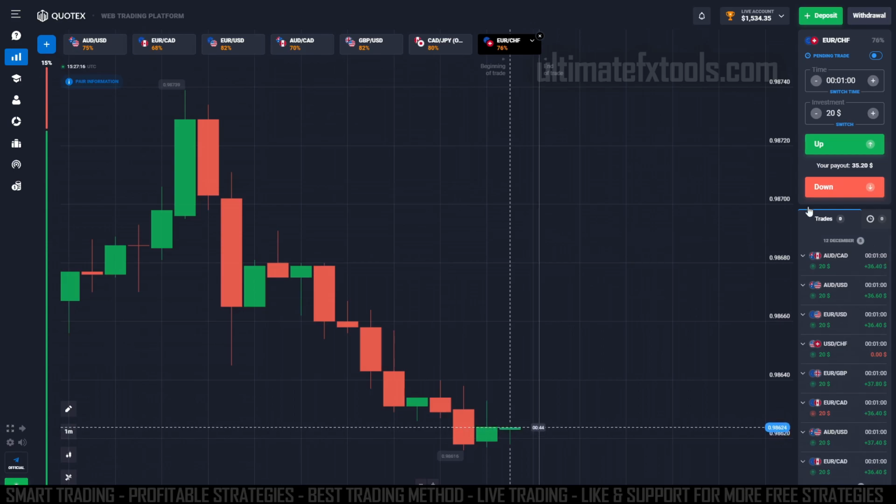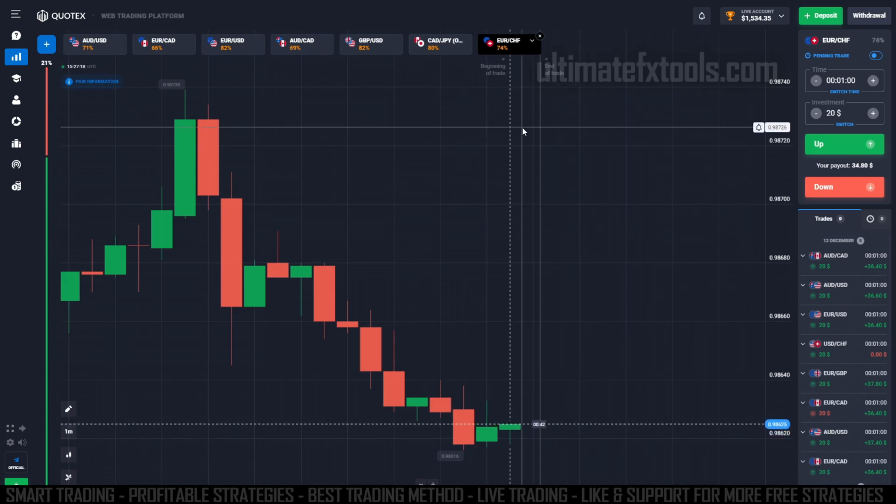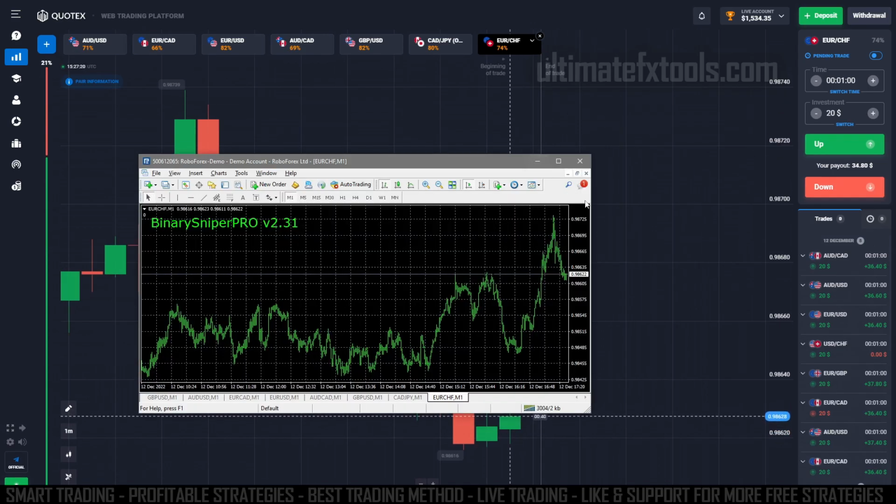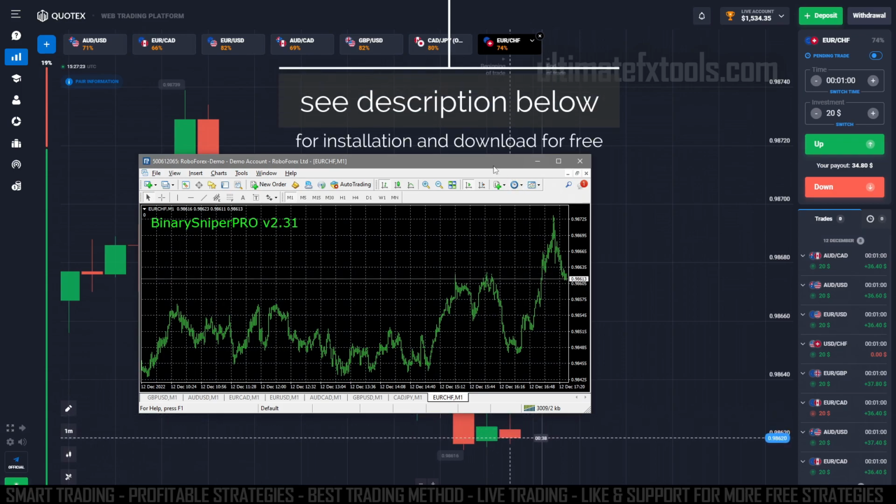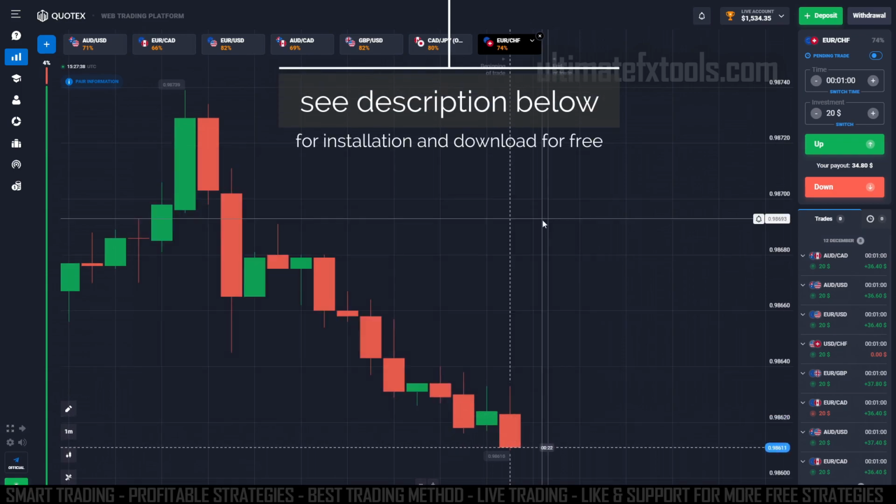Okay, let's wait for the signal to pop up. In order to install the indicator, see the description below on how to install MetaTrader 4 and download it for free.